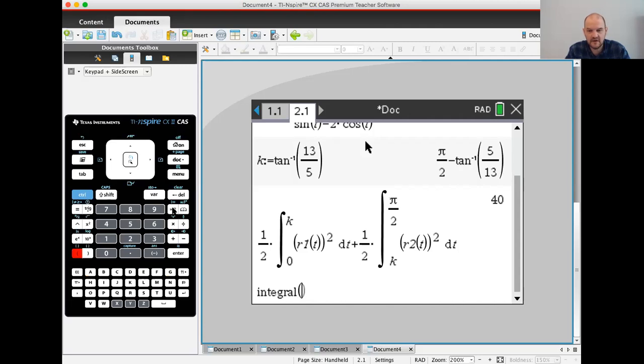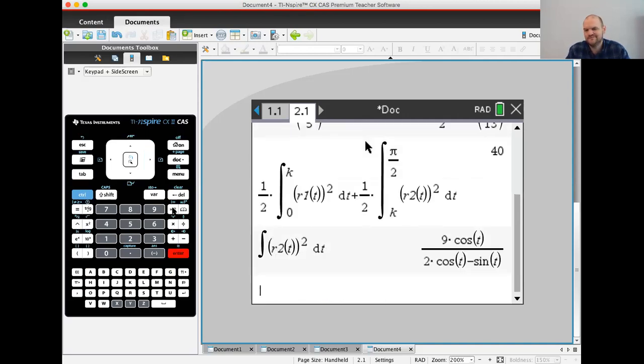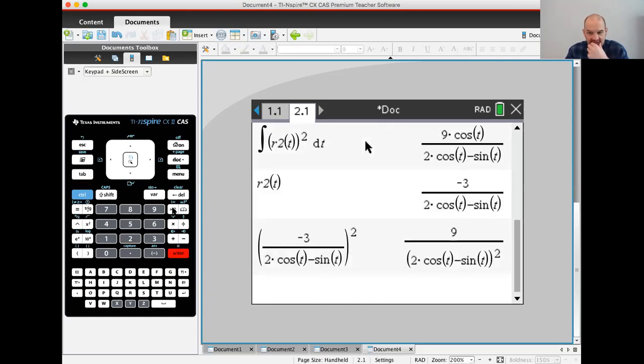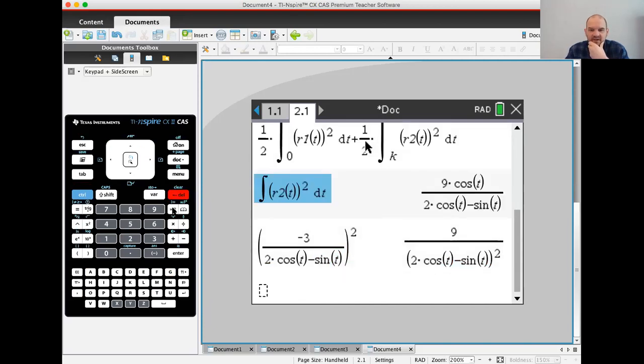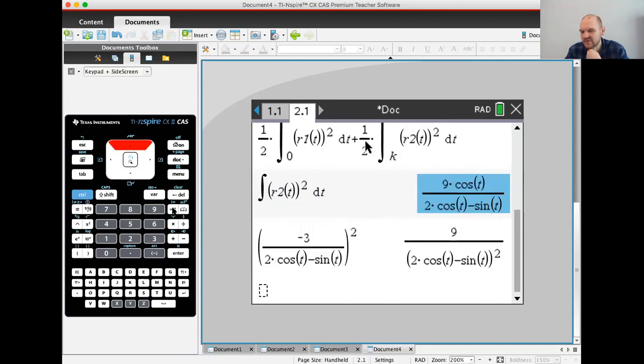If you want to play around, it's just interesting. Look at the integral of R2 of t squared. R2 of t is this. If I square that, I get this. Look at that. So the integral of this thing squared is kind of this thing almost. You should definitely be able to work that out. That looks simple enough. They look very related.